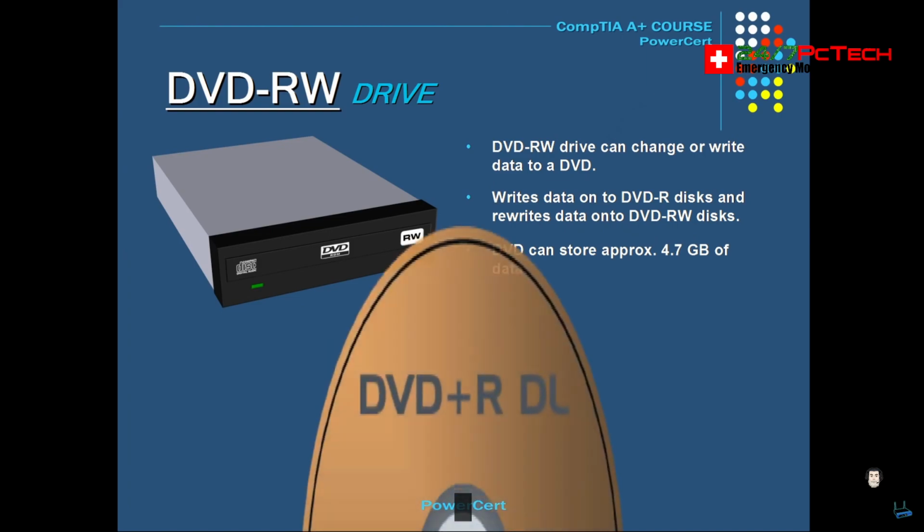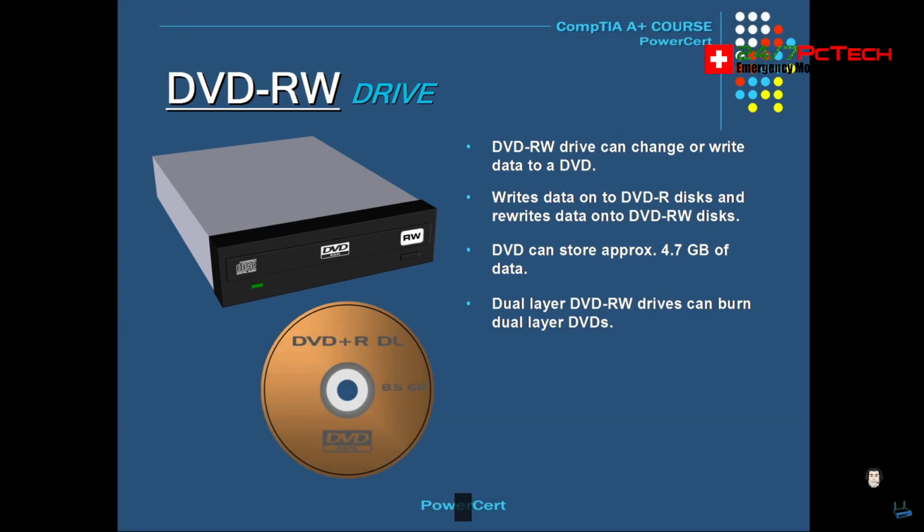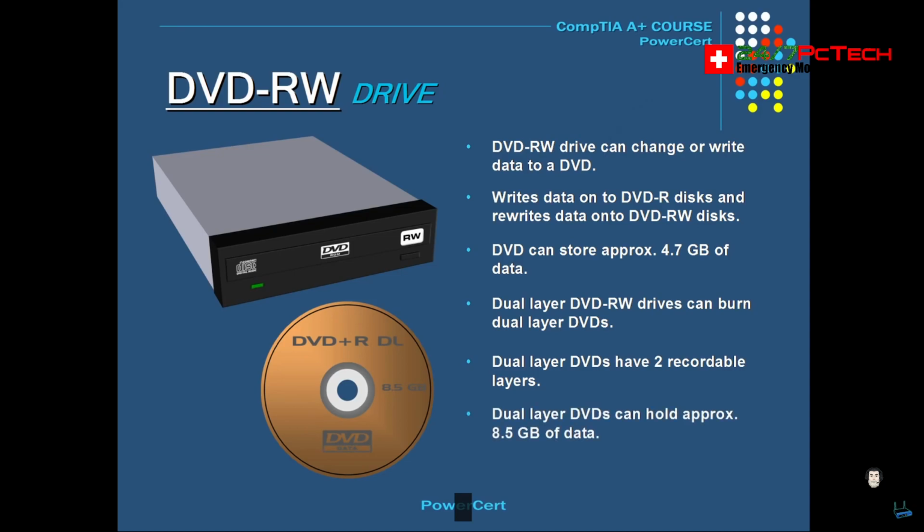And some DVD burners have the capability of burning dual-layer DVDs, up to like 8.5. And these are called dual-layer DVD-RW drives. Dual-layer DVDs have 2 recordable layers, so they can store nearly twice the amount of data than a regular DVD. Dual-layer DVDs can hold approximately 8.5 gigs of data.